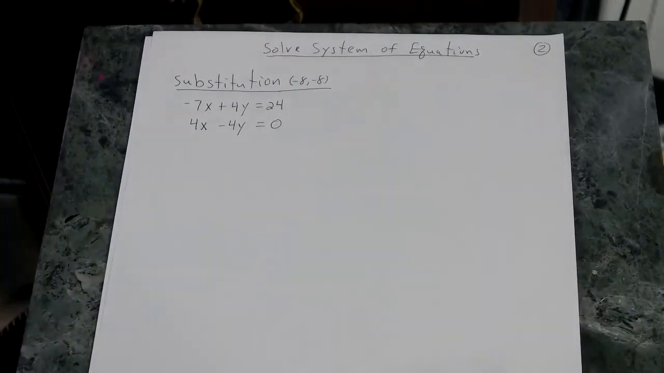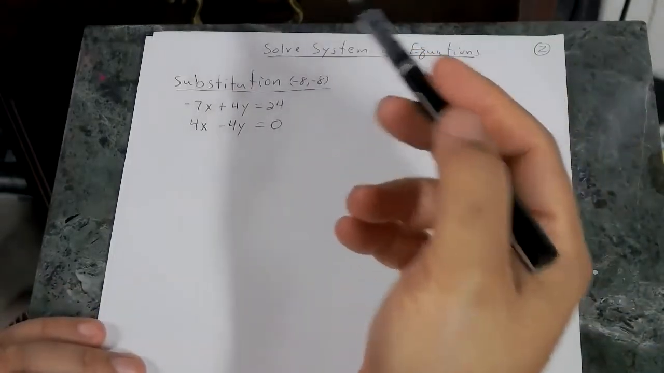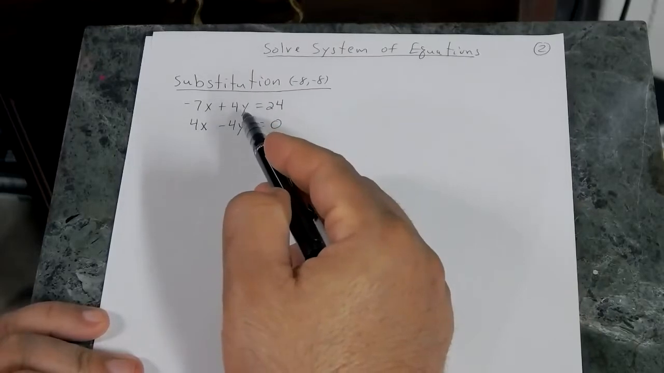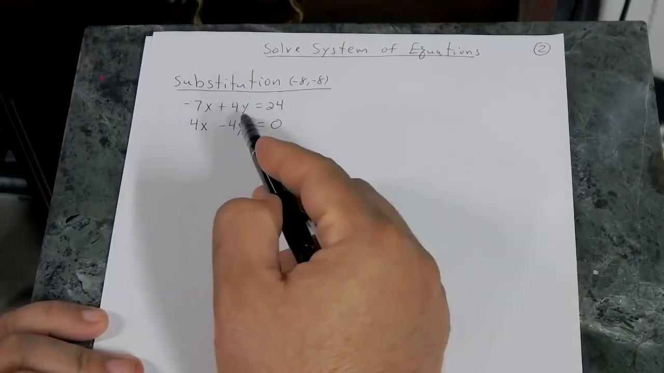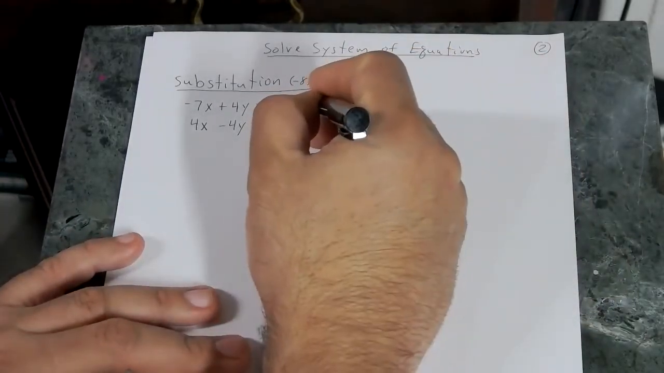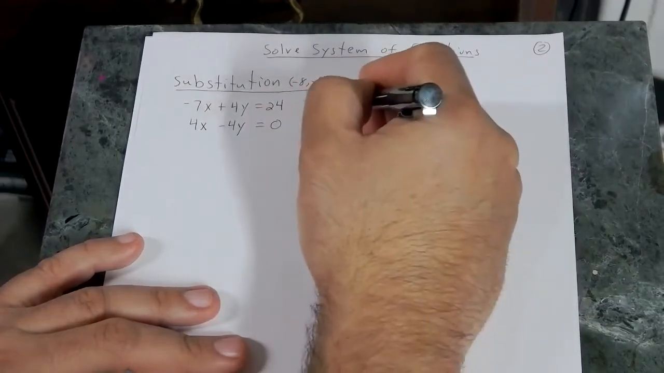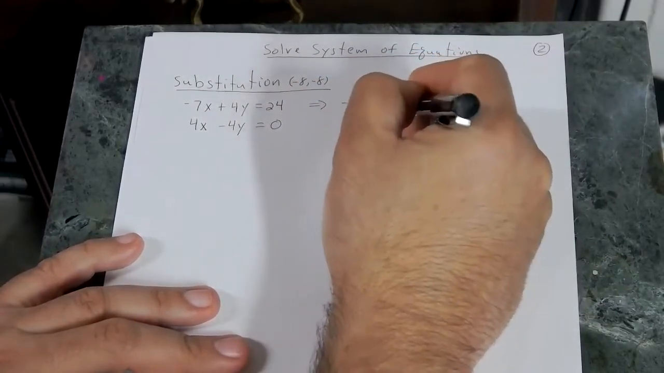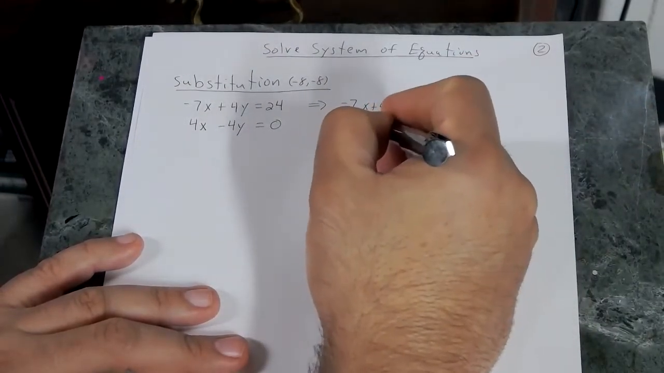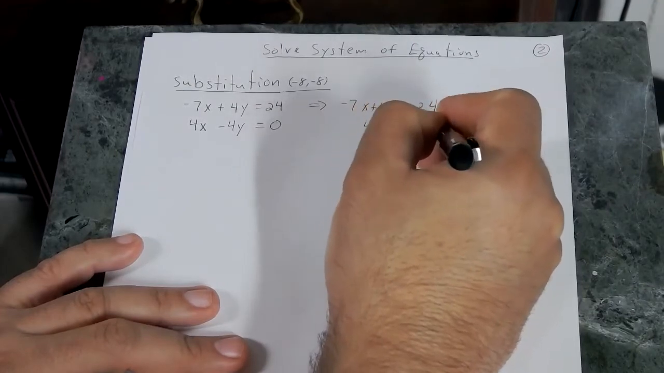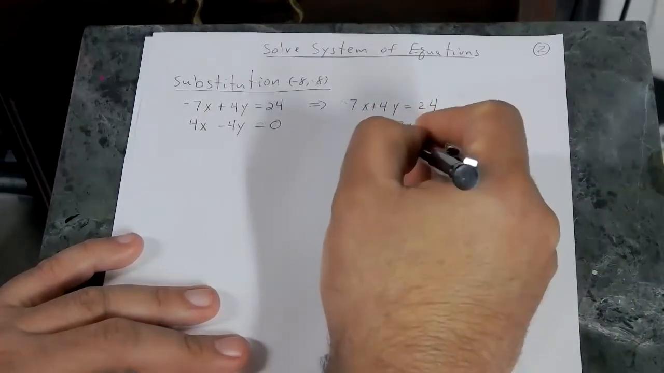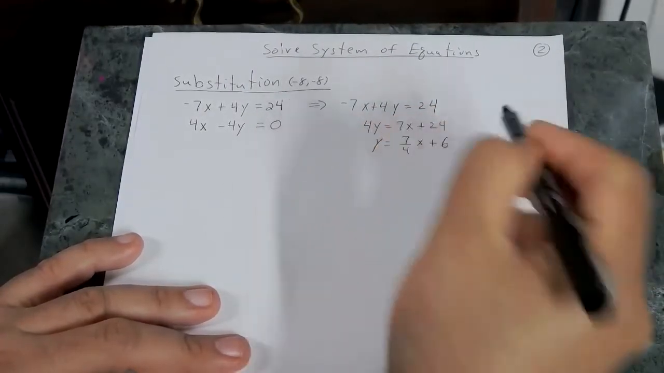So I've got the top and bottom equations, 1 and 2. Let's say I take the top equation and solve for y. I'm going to start with negative 7x plus 4y equals 24, and I want to solve for y. So 4y equals 7x plus 24. I moved the 7x to the other side. Divide by 4: y equals 7/4 x plus 6.